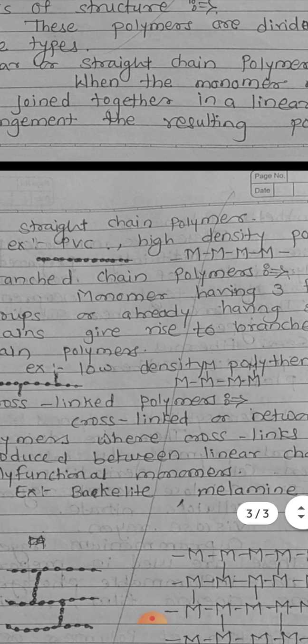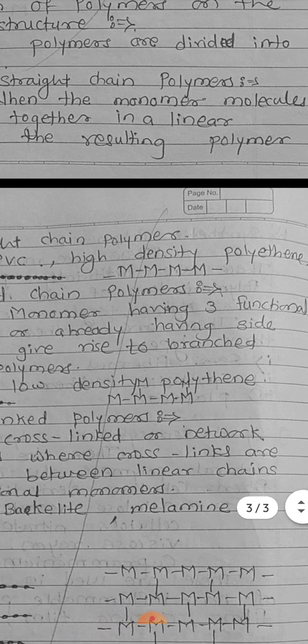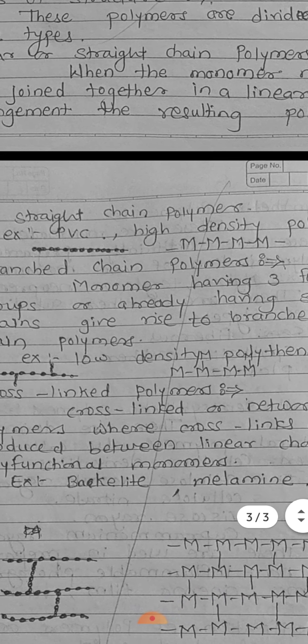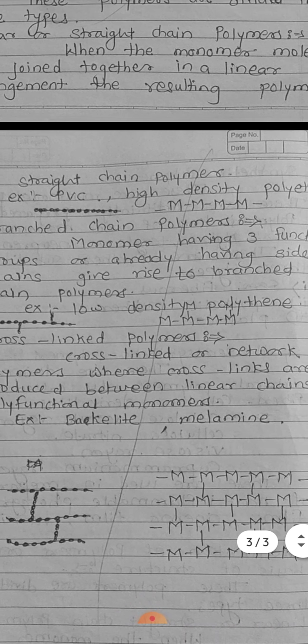For example, PVC, polyvinyl chloride, or high density polymer called HDP. And the second class is branched chain polymer. When many monomers combine together to form a side chain or it gives branches, then it is called branched chain polymer. For example, low density polymer, LDP.